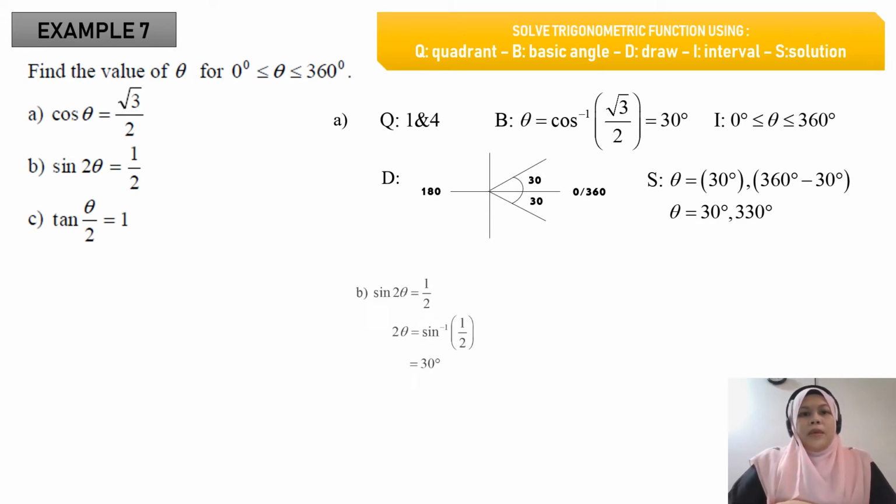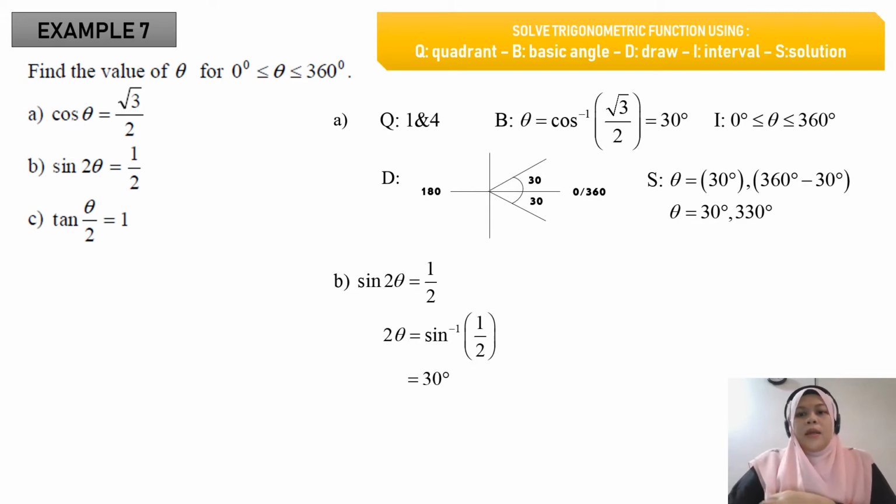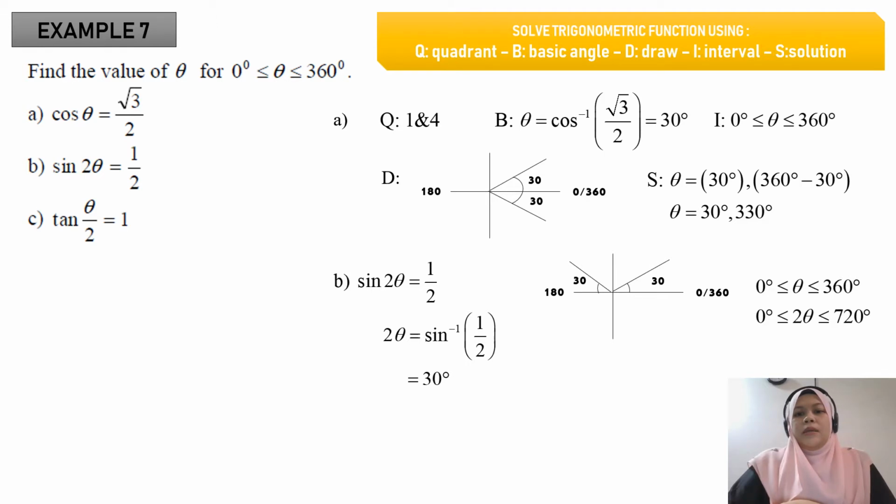Okay, next question B. We have sine 2 theta equals to half. First, we have to find the basic angle. So remember, the basic angle here is 2 theta. Don't change it to theta. We don't want theta. We want 2 theta as the question mentioned. So our basic angle here is 30 degree. And when we draw, we know that sine is positive in the first and the second quadrant. So it will be 30 degree for the first solution and 180 minus 30 for the second quadrant.